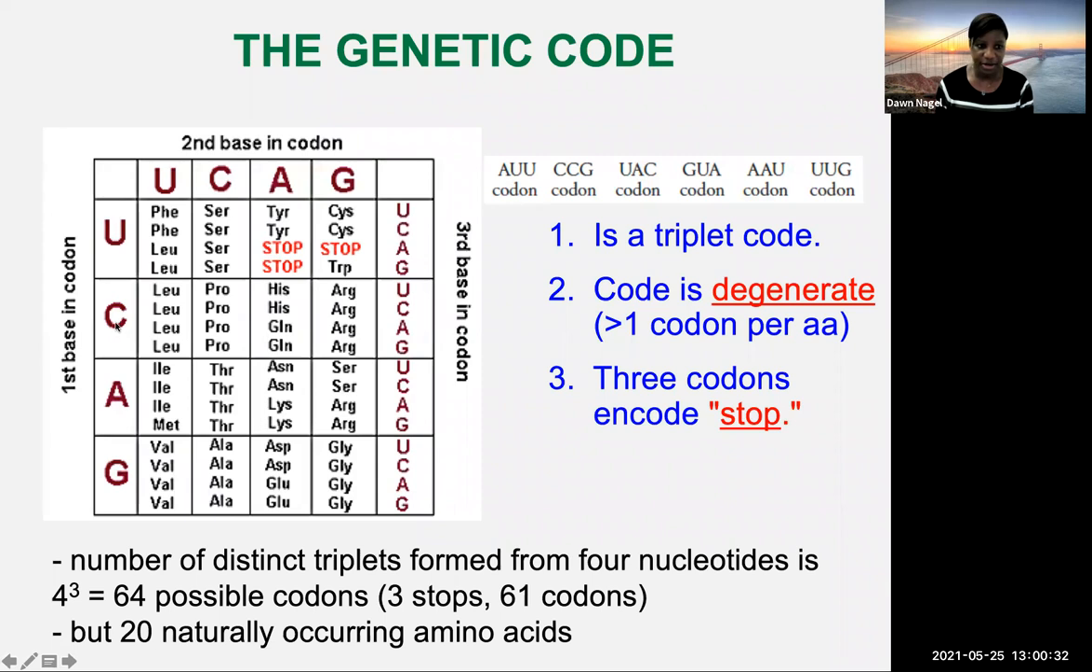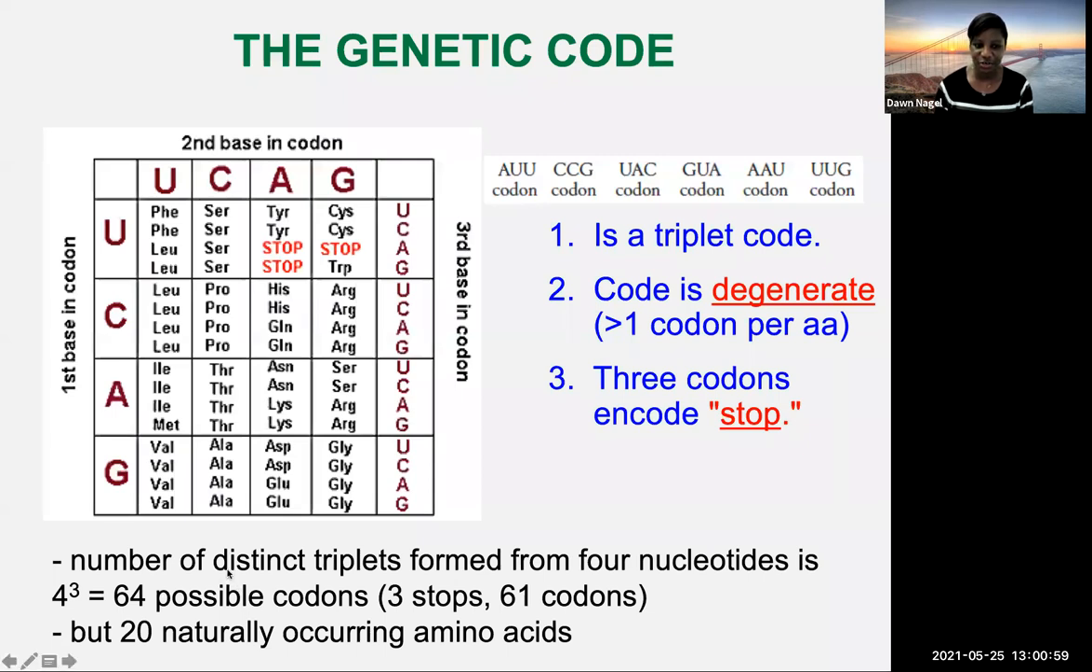Leucine can be CUU, CUG, CUC. Many different codons will code for the same leucine amino acid. So that's why the code is considered to be degenerate. We have 3 stop codons, which don't really code for an amino acid. They just tell you, okay, this is the end. This is where you need to stop making that polypeptide.